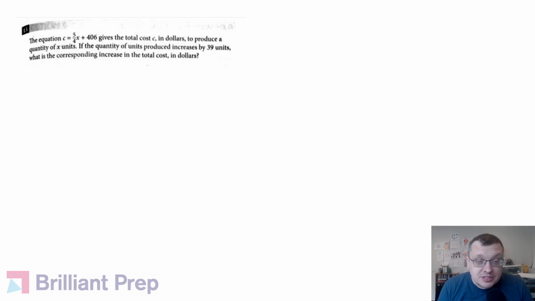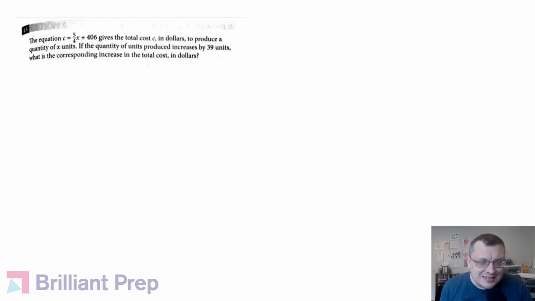In this linear interpretation question, we're given an equation that models a situation. It gives us the total cost C to produce a quantity of x units. And we're told that the quantity of units produced increases by 39. What is the corresponding increase in the total cost?